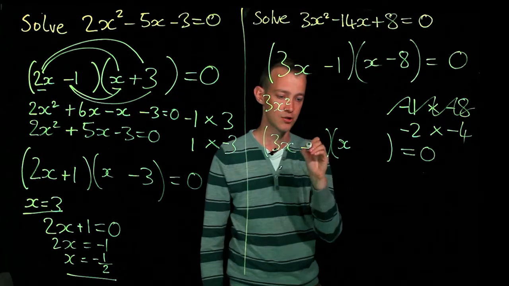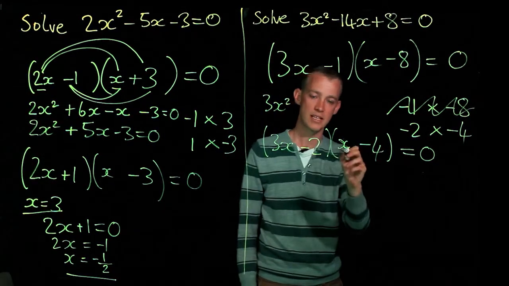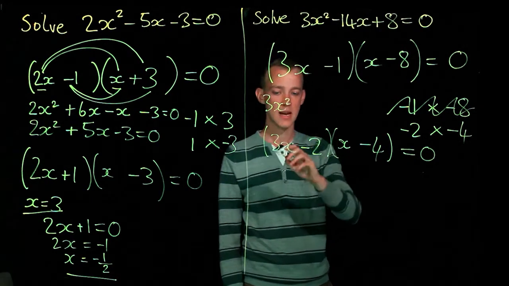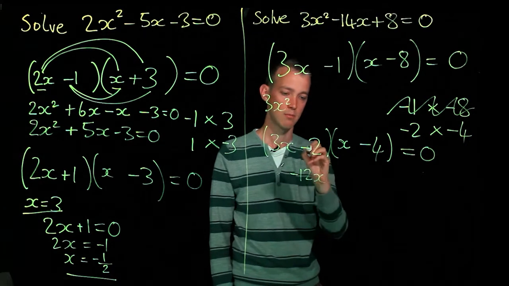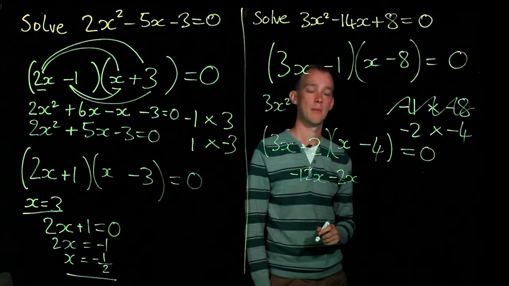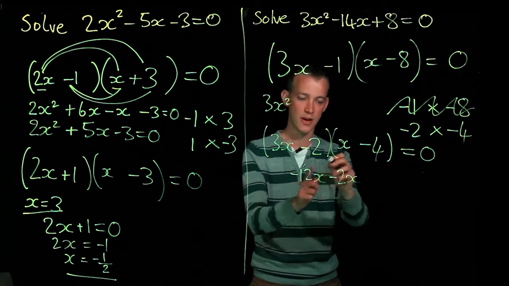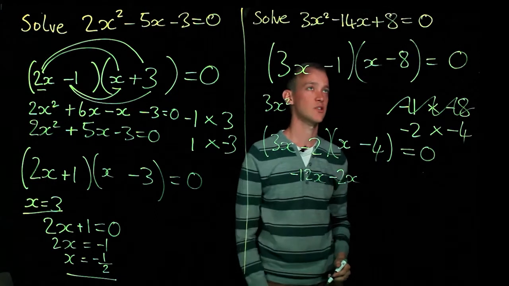I've got a minus 2 and a minus 4 here. Let's put them in. Let's try minus 2 there and minus 4 here. 3x times x is 3x squared. 3x times minus 4 makes the minus 12x. Minus 2 times x makes minus 2x. And I've got my positive 8 as well. Minus 12x minus 2x is minus 14x. So this is my correct factorisation.